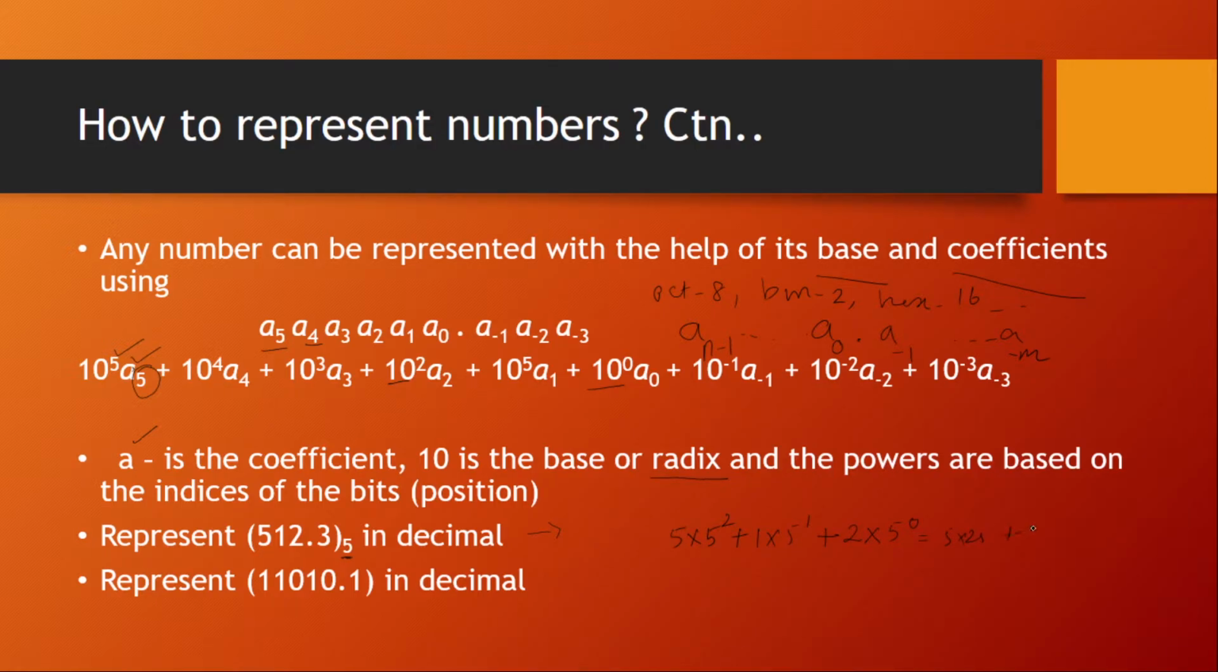Then I have plus 1 into 5. Then I have 2 into 5 power 0, that is 1. So 5 cross 25 gives me 125, and 1 cross 5 gives me 5, and 2 cross 1 gives me 2. So finally I'll be having a value 132. That's the final answer.